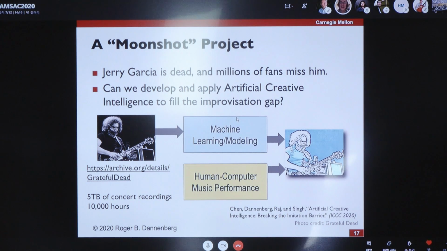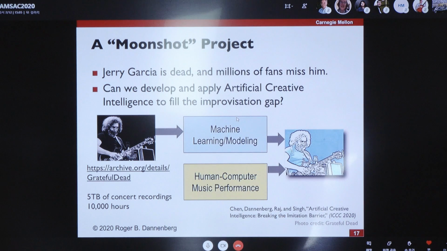So we envision a future where, using machine listening and machine modeling, we could somehow create a model of the work and creativity of Jerry Garcia, and by combining that with some of these human computer music performance advances, we might actually in the future be able to perform with a virtual Jerry Garcia. And that would not only be really interesting, but of course have many applications to modeling other musicians, modeling musicians that never existed before except in the artificial world, and so on.